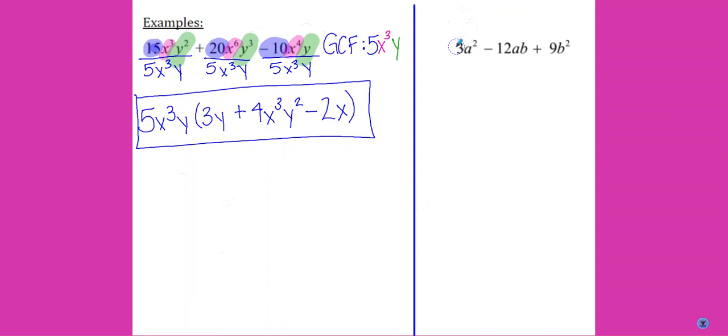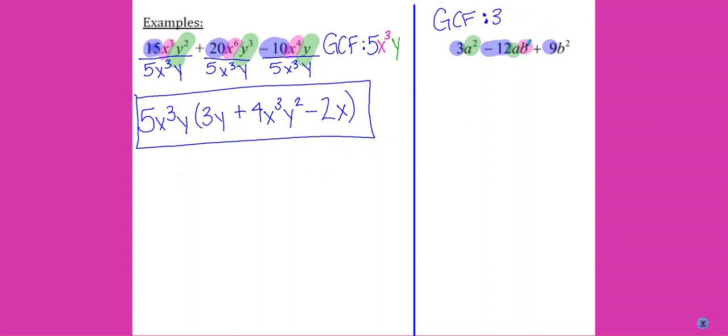In our second example, we're going to start by looking at the coefficients. 3, negative 12, and 9. All 3 of those are divisible by 3. Then we look at our variables. We've got an a squared and an a, but there's no a in our final term, so we can't put an a as part of our GCF because it's not part of all 3 terms.